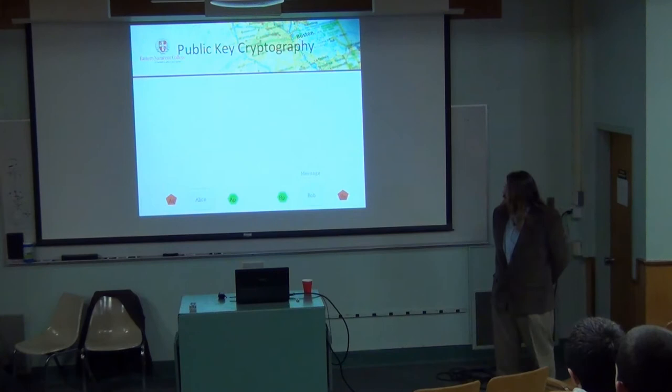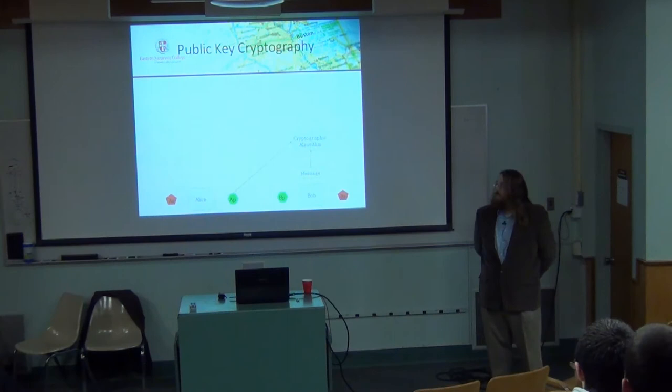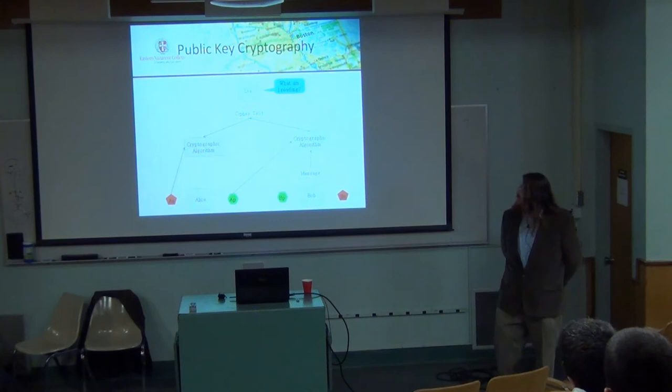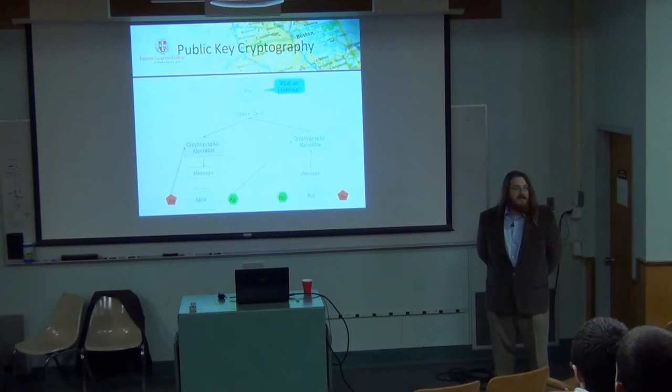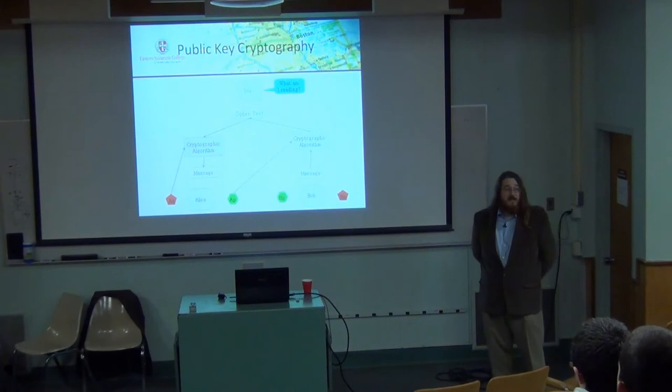Bob takes his message, runs it through a cryptographic algorithm with Alice's public key. That pumps out some ciphertext. Eve reads that. Alice receives it, plugs in her secret key into the algorithm, and out pops the message. All with Eve having access to everything. And yet, only Alice and Bob know what's in that message. It's quite astounding that this exists.